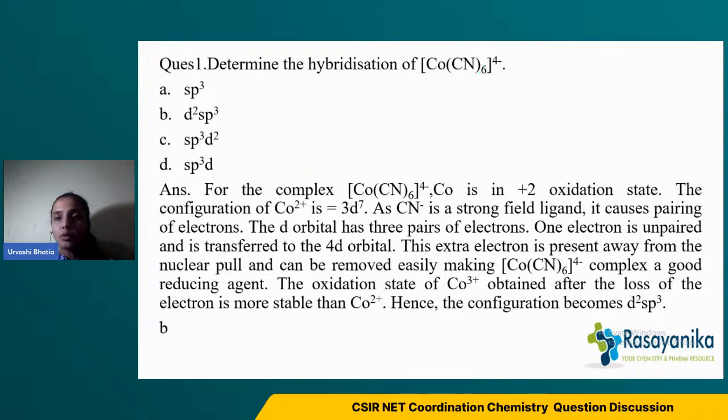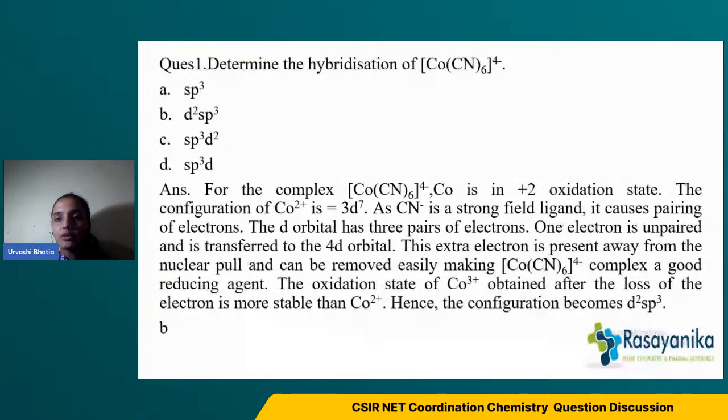That is, you get cobalt in the +2 oxidation state, and the configuration of cobalt 2+ is 3d7. Otherwise, its configuration is 4s2 3d7. Two electrons have been removed, so we get 3d7. As CN- is a strong field ligand, basically we denote strong field ligands and weak field ligands on the basis of the spectrochemical series, based on the crystal field splitting, how much the gap is between the t2g and the eg level.